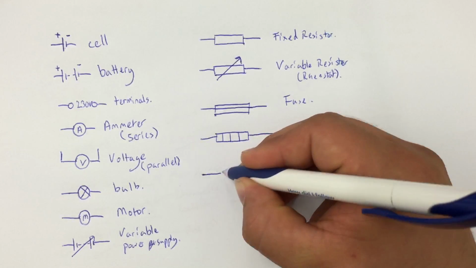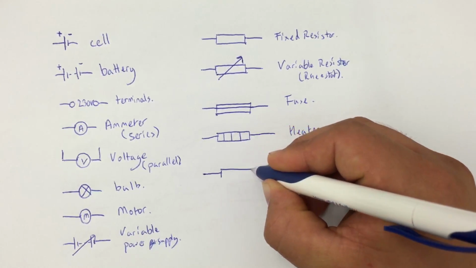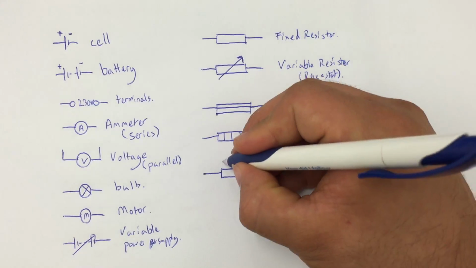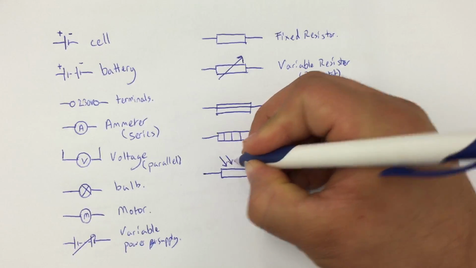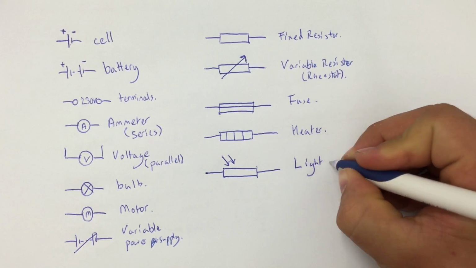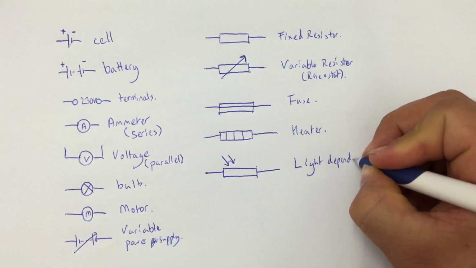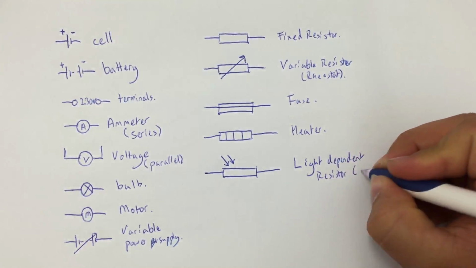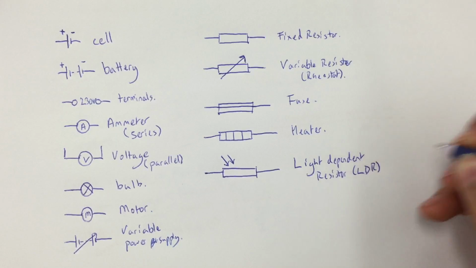Now, some resistors depend on certain conditions. So one of the most important ones is light. So if you have light coming into a resistor and it's affected, we call this a light dependent resistor, or an LDR for short.